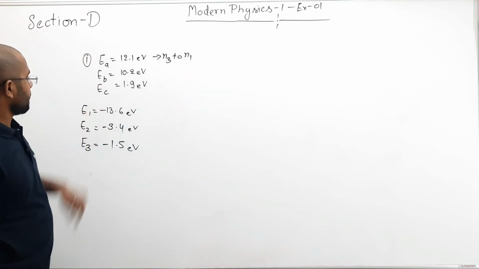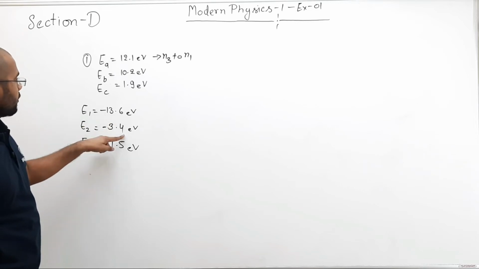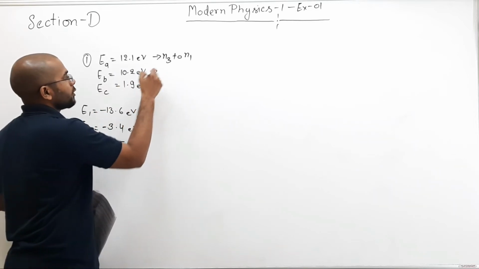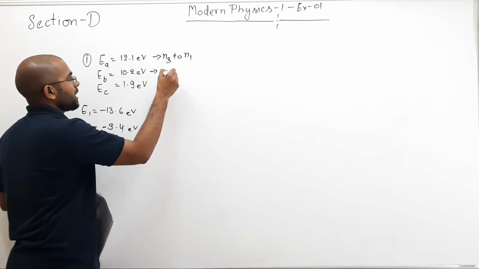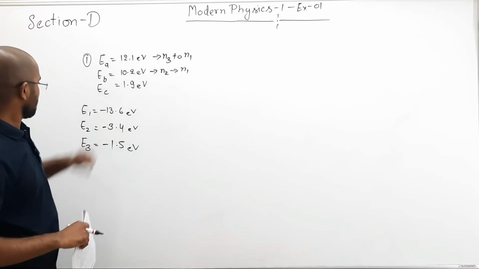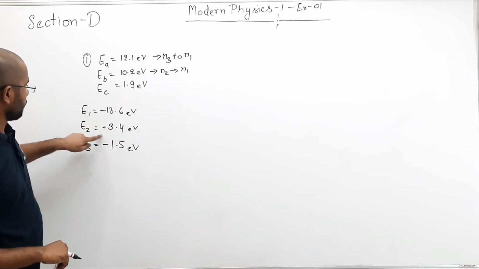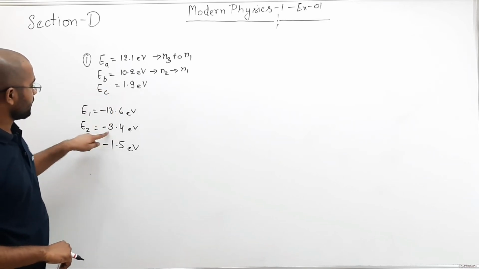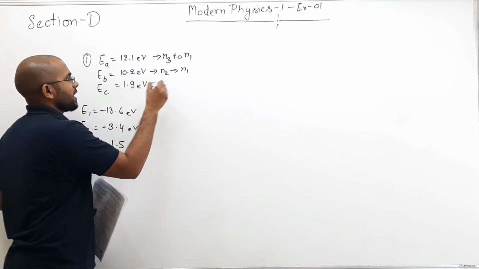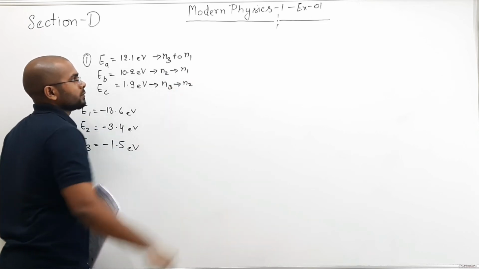What about this second one? If I jump from second to first, 13.6 minus 3.4, that is about 10. So this photon will be emitted when I jump from N2 to N1. What about this? This can be emitted if I jump from 3 to 2. See, 3.4 minus 1.5, that is about 1.9. So this will be emitted if I jump from N3 to N2.